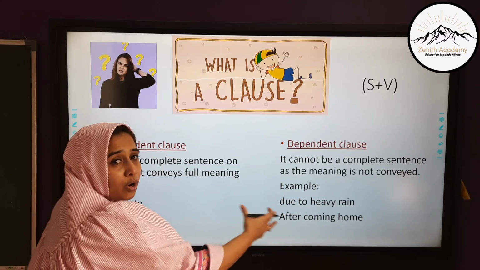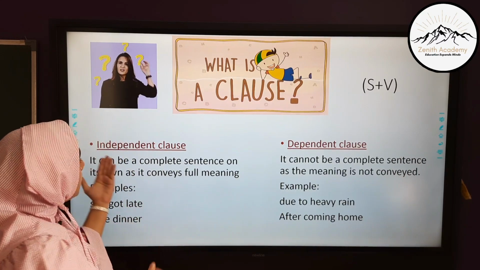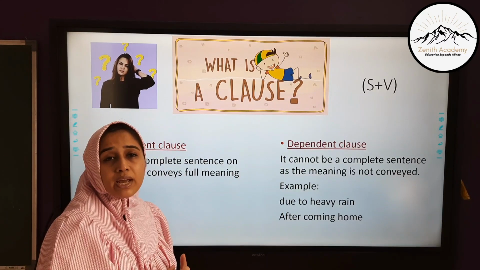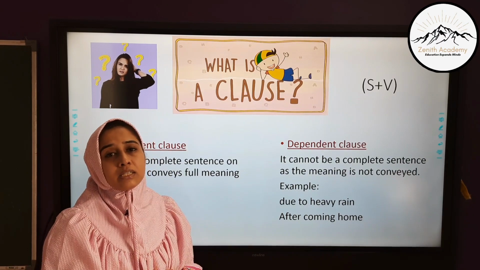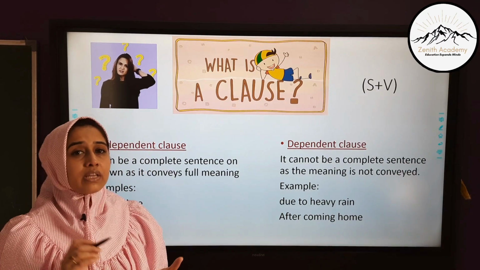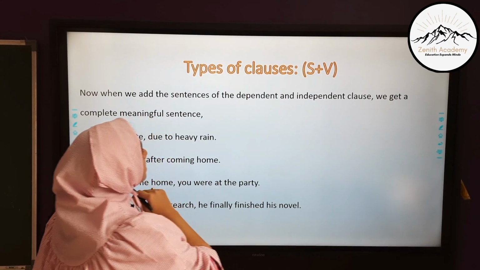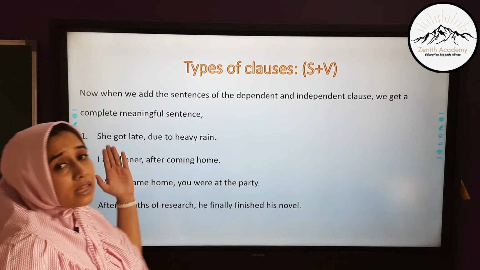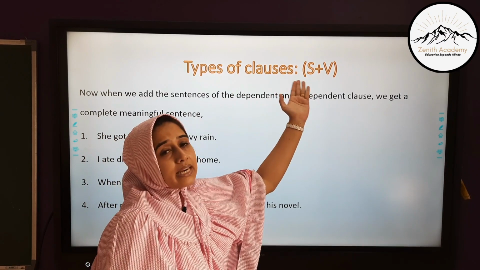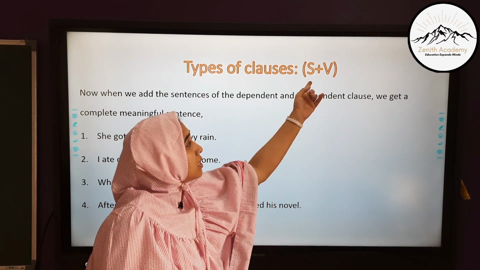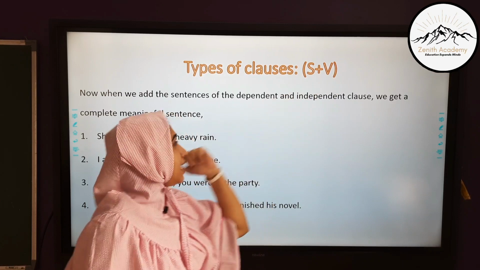When these two groups of words, or these two clauses, independent and dependent, are merged together, we get a complete sentence which answers all our questions with a subject, verb and an object. Let's move ahead and see the types of clauses. Again, the key point to remember over here is it has a subject and verb. This is very important, please do not forget it.